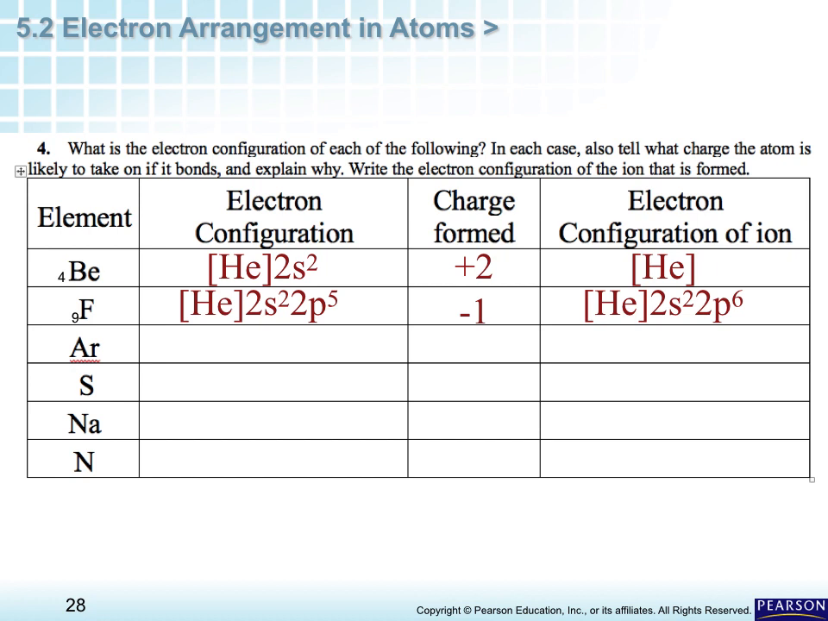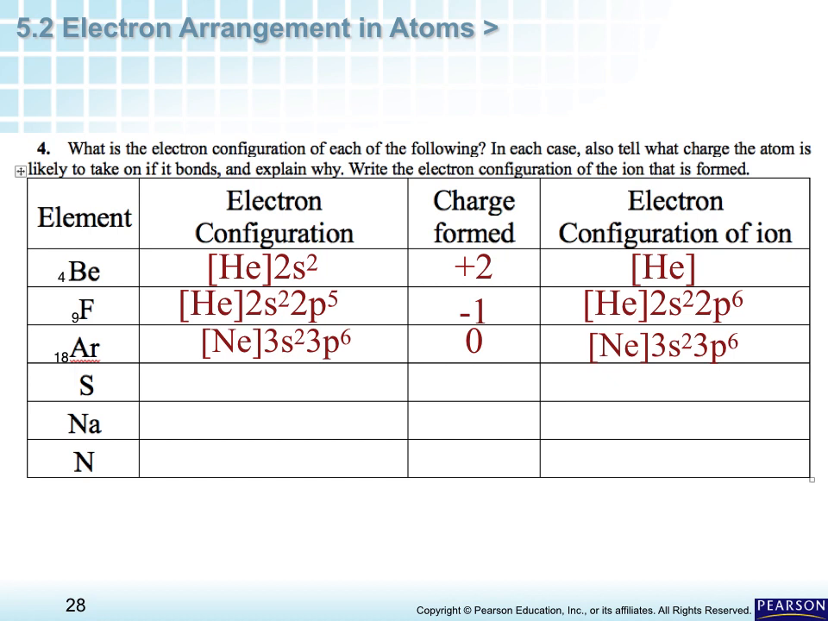Argon's kind of special. I look, I find it's on the right side, it's number 18. So I write the electron configuration straight off the periodic table, and it's 3s2, 3p6. The nearest noble gas is argon, so guess what? I don't have to go anywhere. And guess what? I am also not going to form a charge. So if I don't form a charge, my ion and my electron configurations are the same because I didn't gain, I didn't lose.